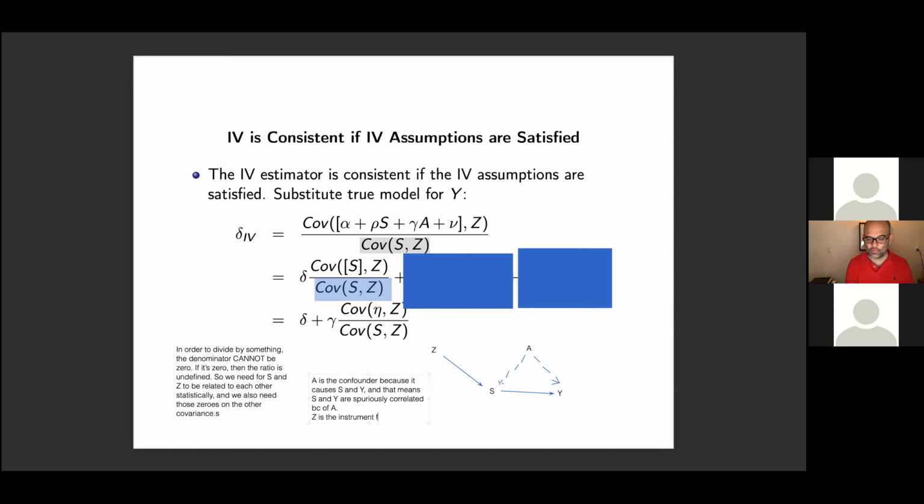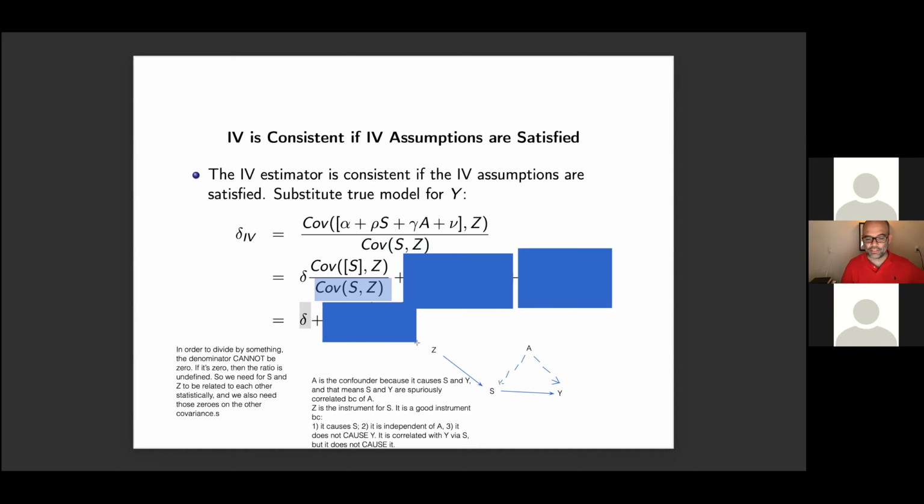Z is the instrument for S. It is a good instrument because, one, it causes S. Two, it is independent of A. Three, it does not cause Y. It is correlated with Y via S, but it does not cause it. Okay? And if you have all three, then you can identify delta. The reason you can identify delta is because if you have all three of these, that's 0, and that is not 0. You can take that ratio.